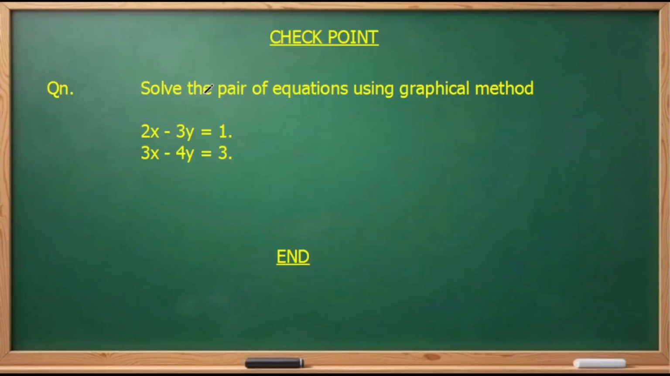Well, here's the checkpoint. In this checkpoint, the question is saying solve the pair of equations using the graphical method, and the equations are 2x minus 3y equals 1, and then 3x minus 4y equals 3. So please go ahead and solve this using the graphical method, and then your solutions, you can share them in the comment section for us to know what numbers you have just got.